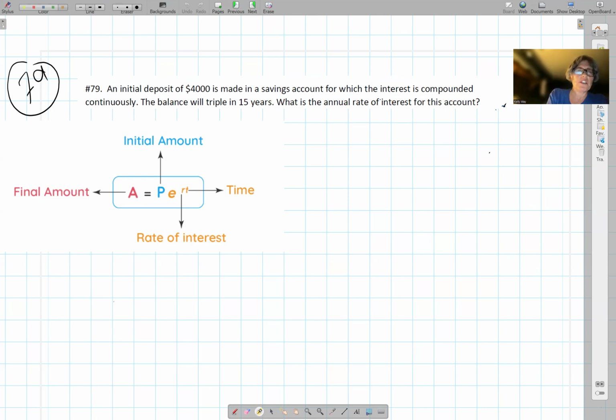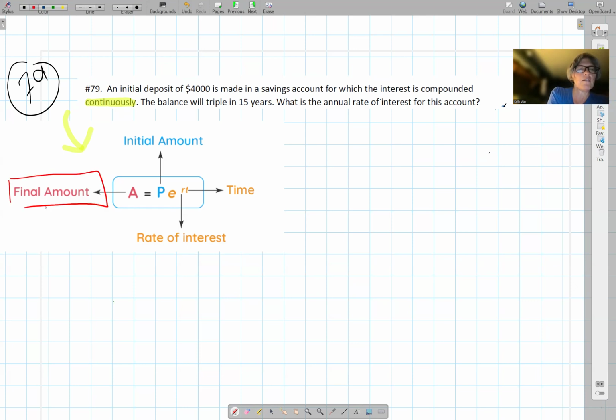Okay, so this particular equation is used specifically for continuously compounded. So be careful you don't use it for things like compounded quarterly or compounded monthly. It's continuously compounded. So that's this equation. So let's pick our pieces of information here.